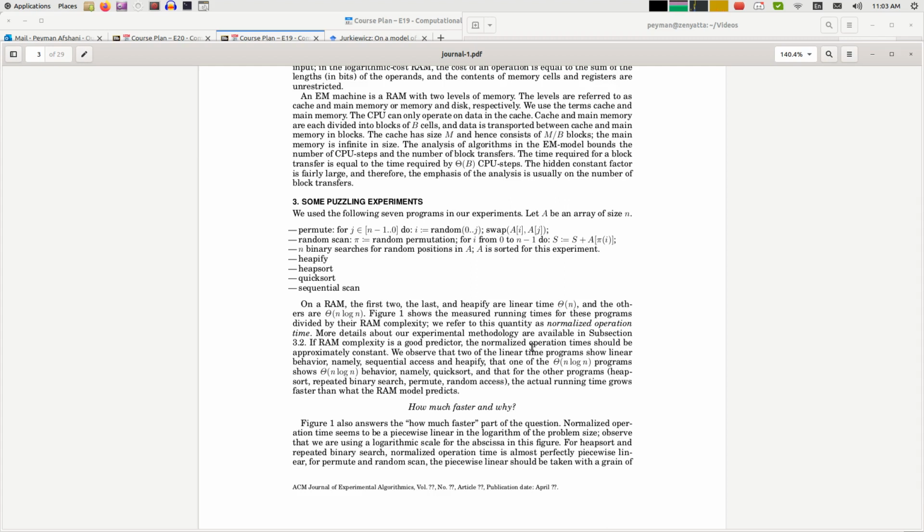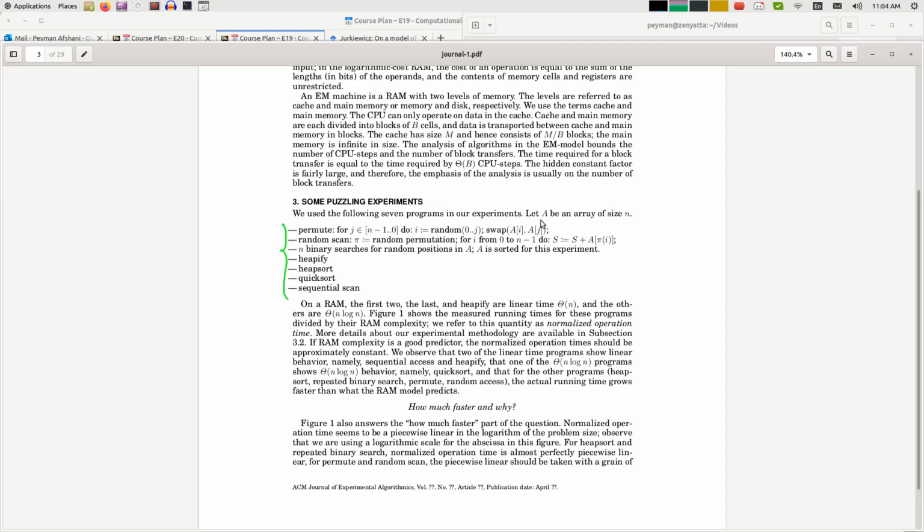So let's look deeper into this paper. Let's start from the section that talks about some puzzling experiments. Okay, so they have these algorithms here. Let's go over them to see what they do. The first algorithm is the permute algorithm. What this algorithm does is essentially randomly permutes the elements of an array.